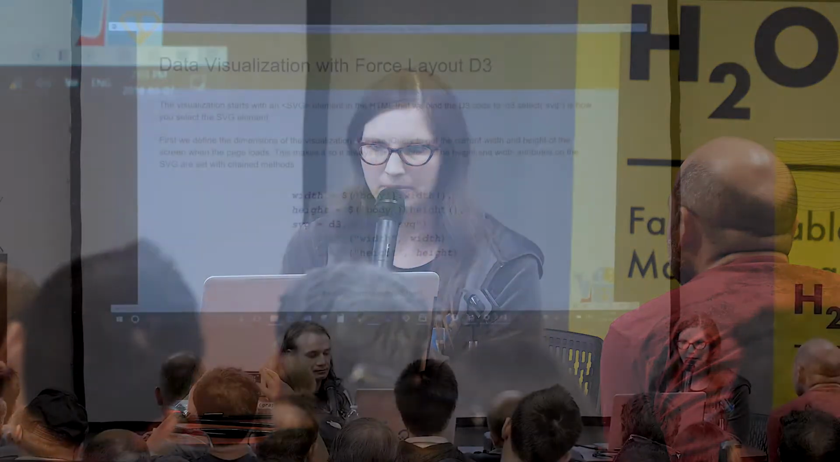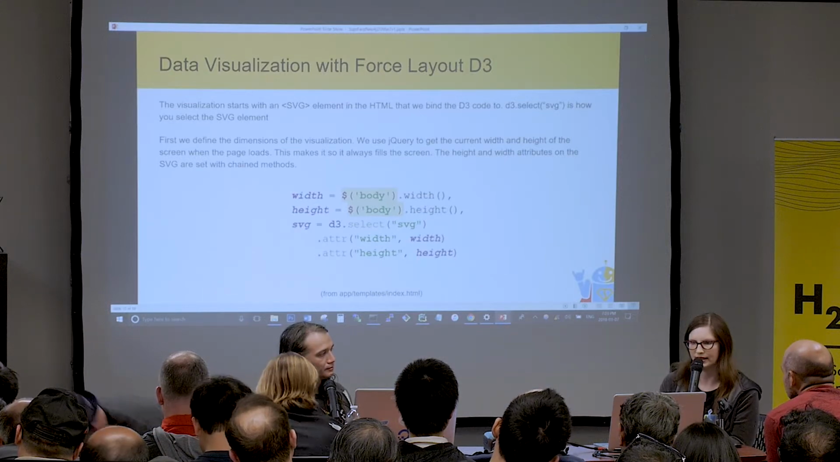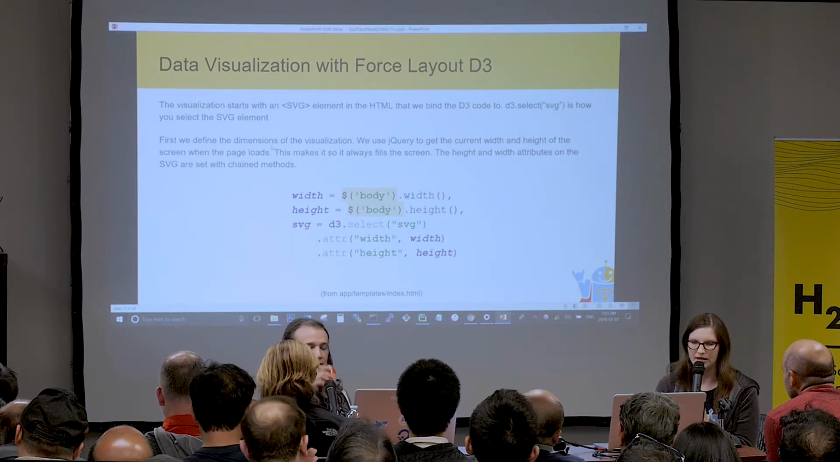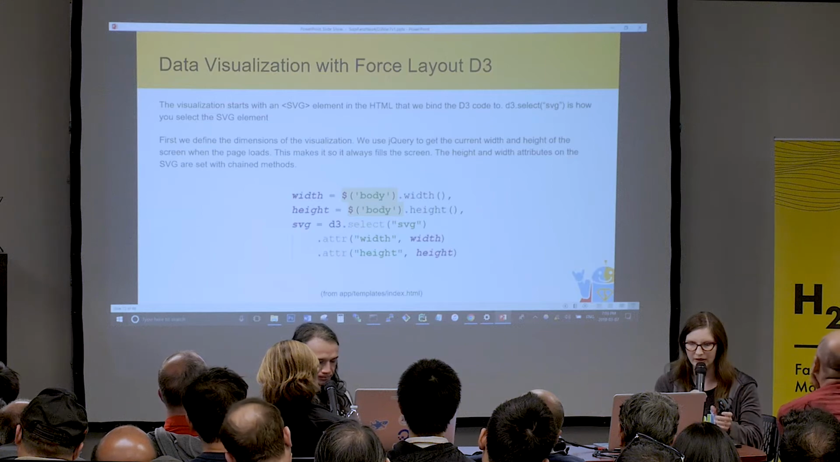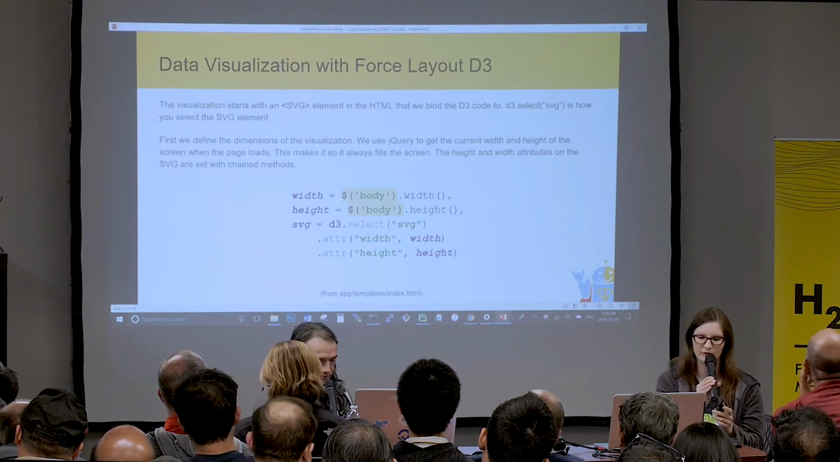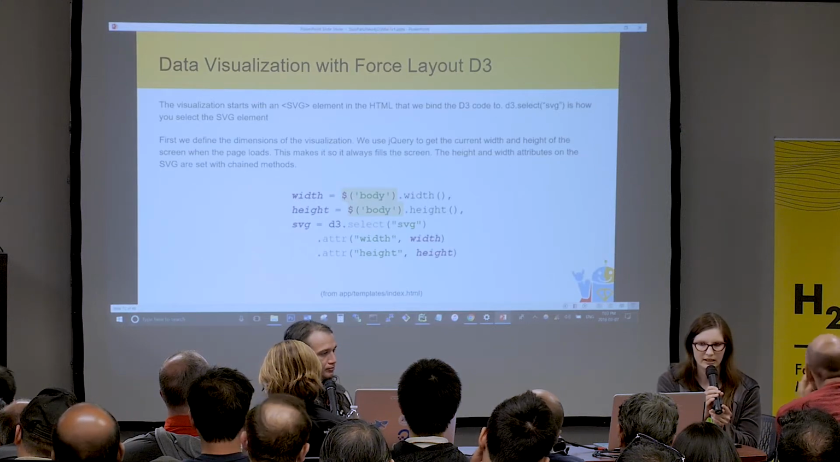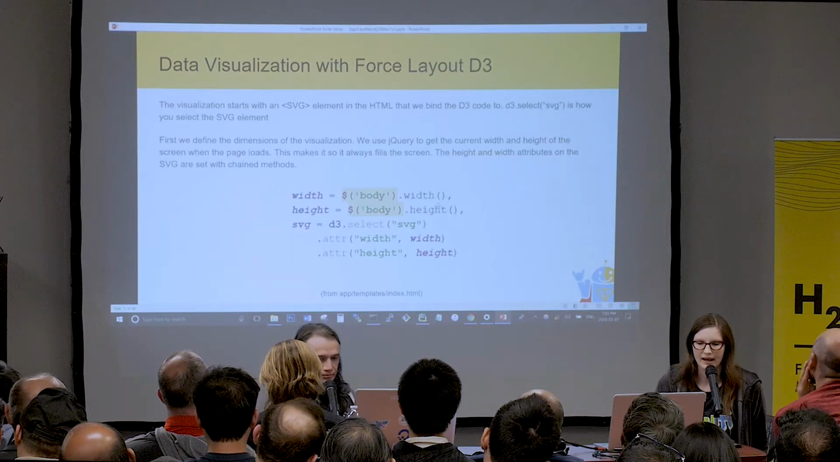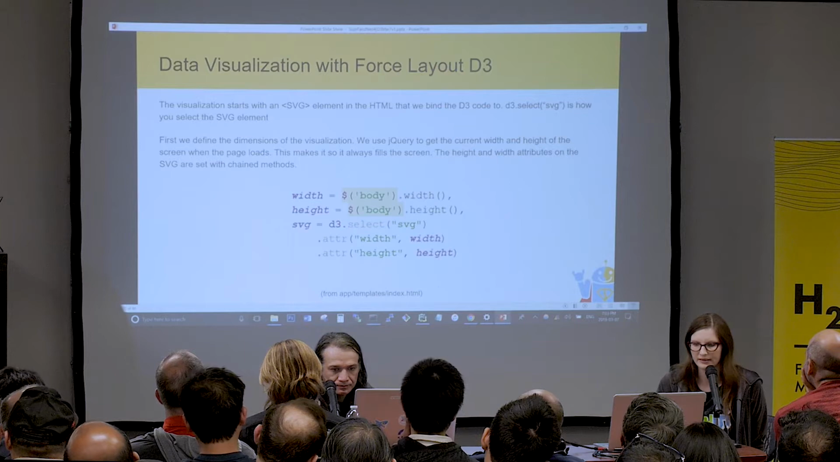So visualization starts with an SVG element in the HTML that we bind the D3 code to using d3.select SVG. First we define the dimensions of the visualization using jQuery to get the current width and height of the screen when the page loads. That makes it so it always fills the screen no matter what kind of device you're loading it on. And the height and width are set with chained attribute methods.